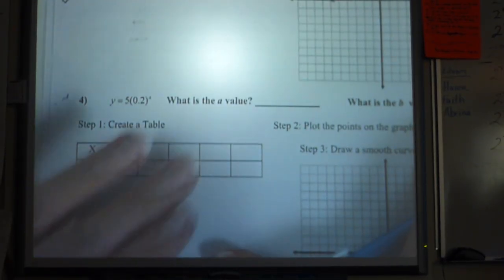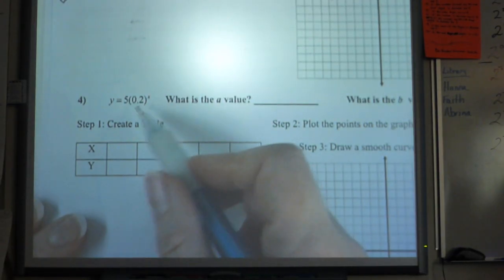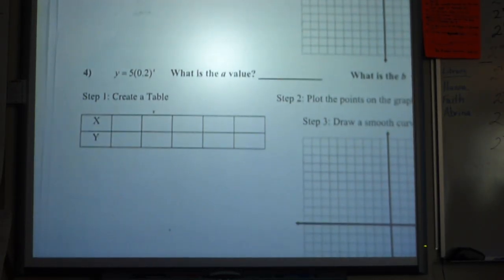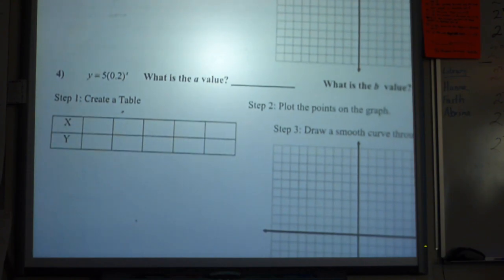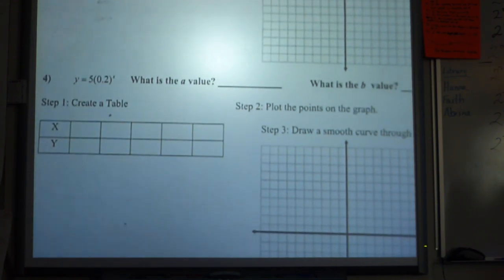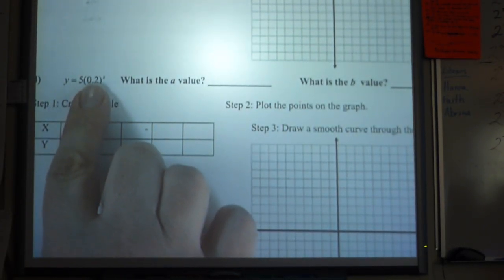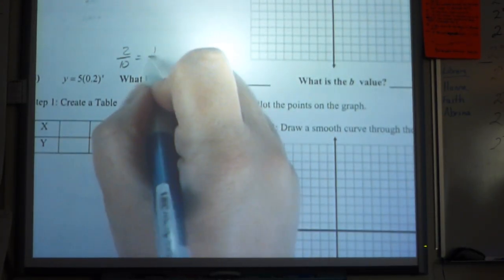Okay, and then number 4, we have y equals 5 times 0.2 to the x power. I just like working with fractions better because I can do those in my head more quickly than I can work with decimals in my head. We'll take our break a little bit late. So what is 2/10 as a simplified fraction, boys and girls?